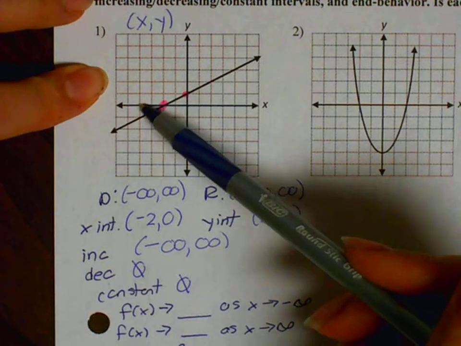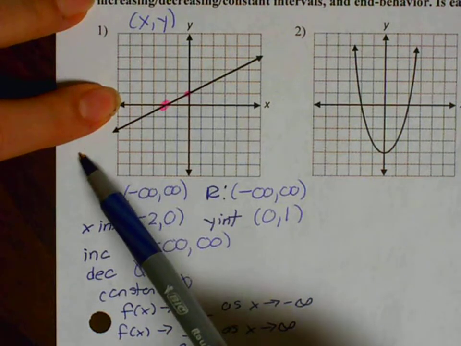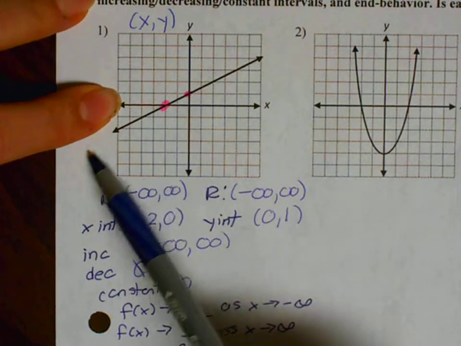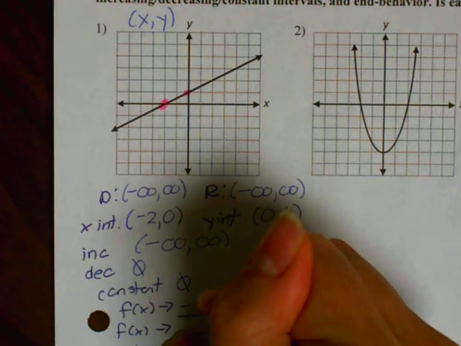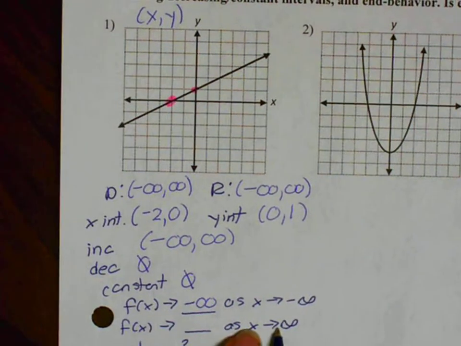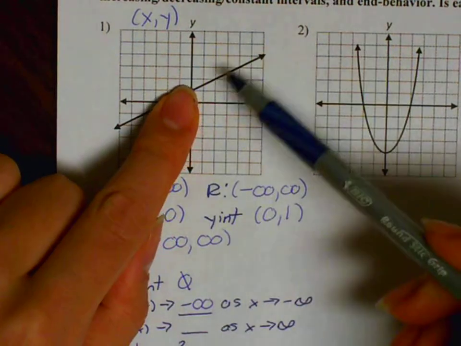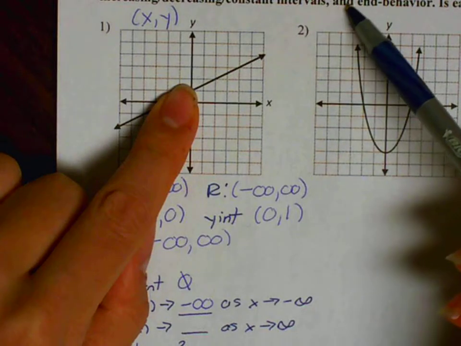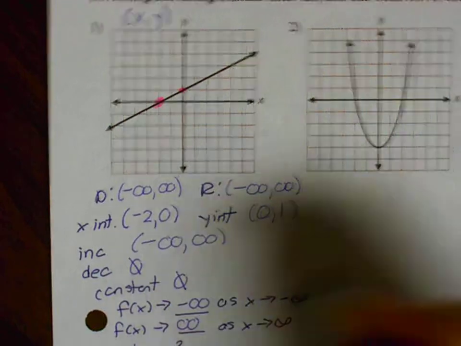Well, as I go on forever in this direction, my line is going this way and it's getting smaller and smaller. It's going more toward these negative y values. And it goes on forever. So it is approaching negative infinity. As x approaches positive infinity, or the right end behavior, this is also getting taller and taller as it goes, which means my y values are getting bigger and bigger, and it approaches positive infinity.